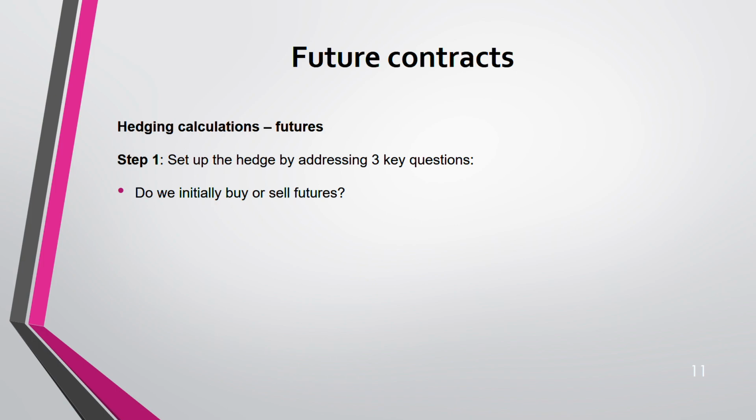Second, how many contracts? The contract size will be given, and you have to find out the number. Third, which expiry date? Is it a March future or a June future? You will be given multiple futures, and you have to decide which future.